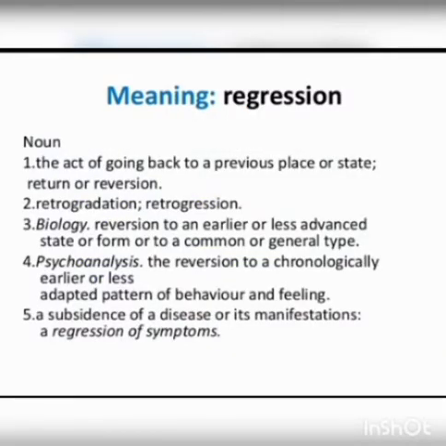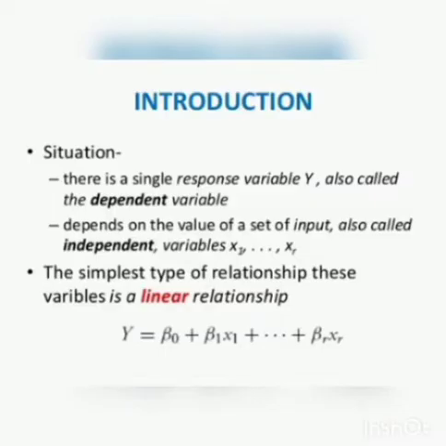The meaning of regression is the act of going back to the previous place or state, return to revision. The introduction of regression is the situation where there is a single response variable y, also called the dependent variable, dependent on the values of a set of inputs called independent variables x1 up to xr. The simplest type of relationship between these variables is a linear relationship.